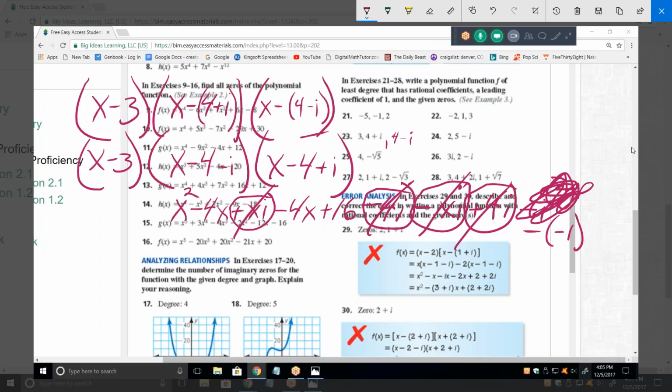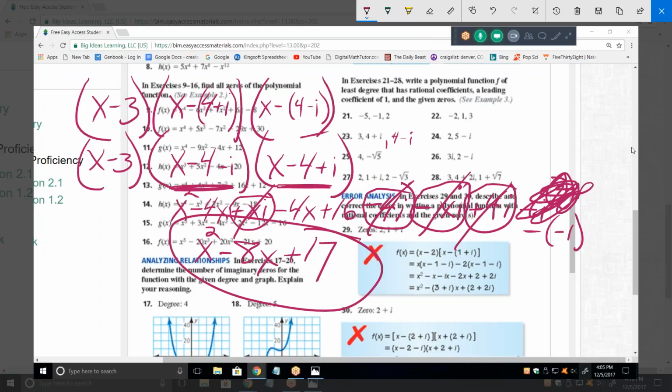So x squared minus 8x plus 17. There's our answer. It doesn't look too bad. That's just a product of that times that, right, and then multiply it by x minus 3.